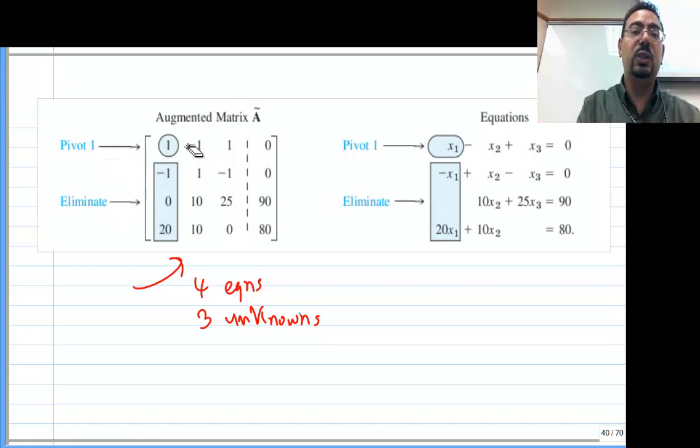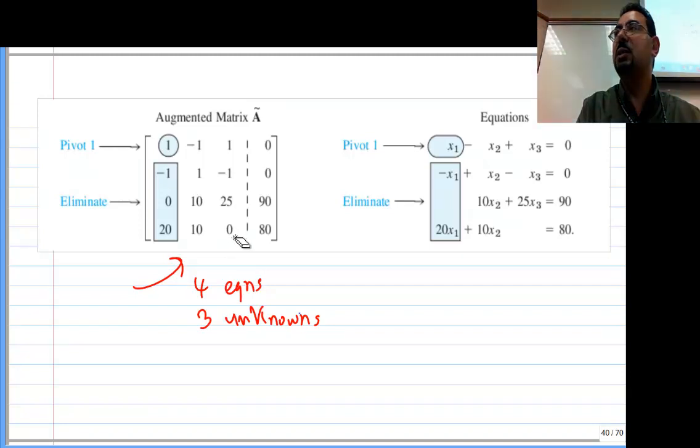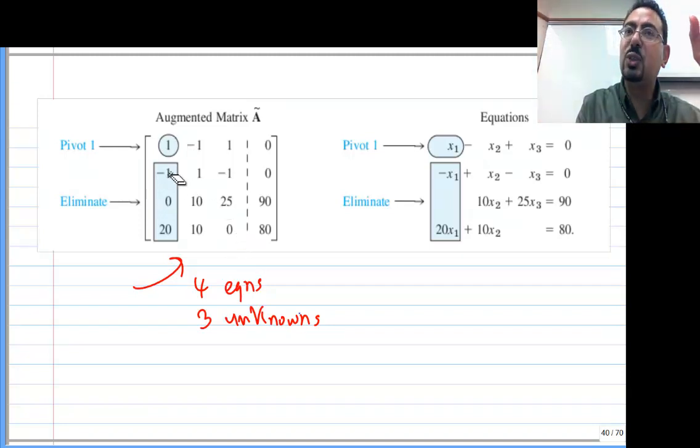Right? So this will be minus 20 plus 20, which will get you 0 here. Minus 20 times minus 1, that becomes 20. Plus 10, you will get 30. Minus 20 times 1, that's minus 20. Plus 0, that's minus 20. Don't feel sorry for losing that 0. That's okay. The point is that you want to use this to get zeros over here.